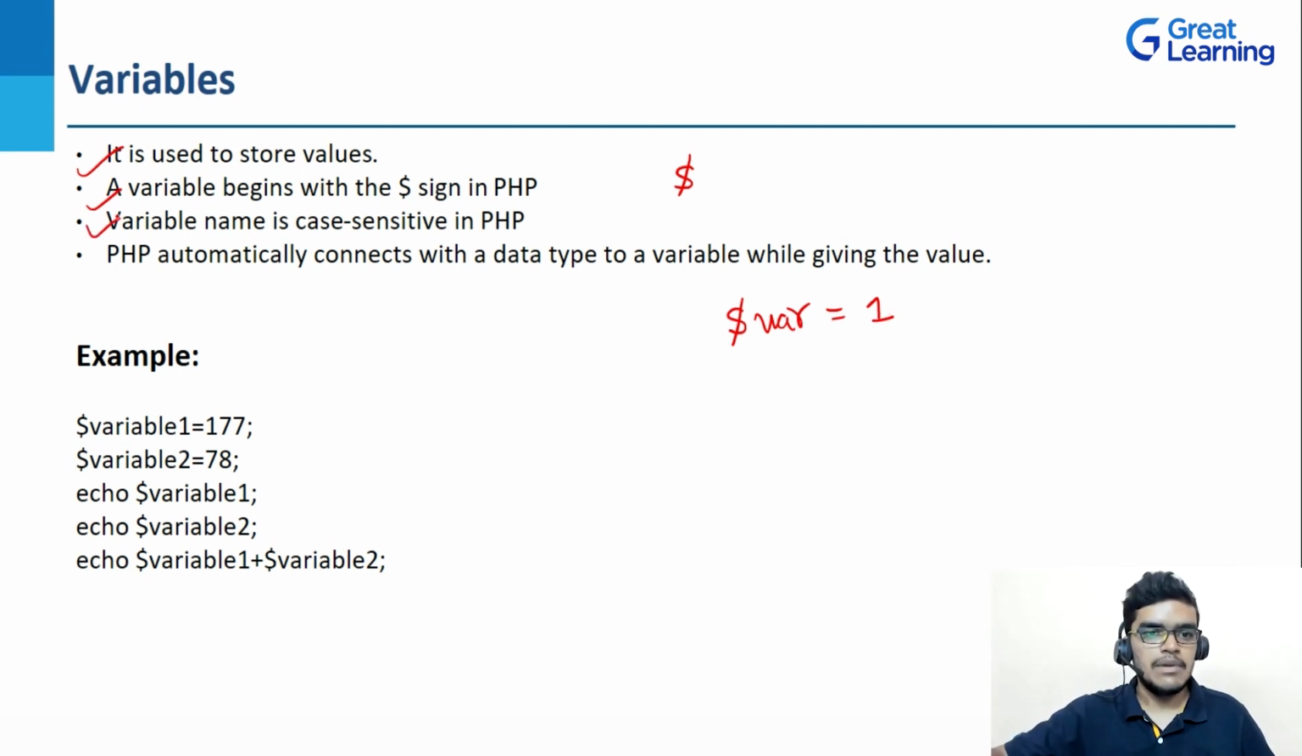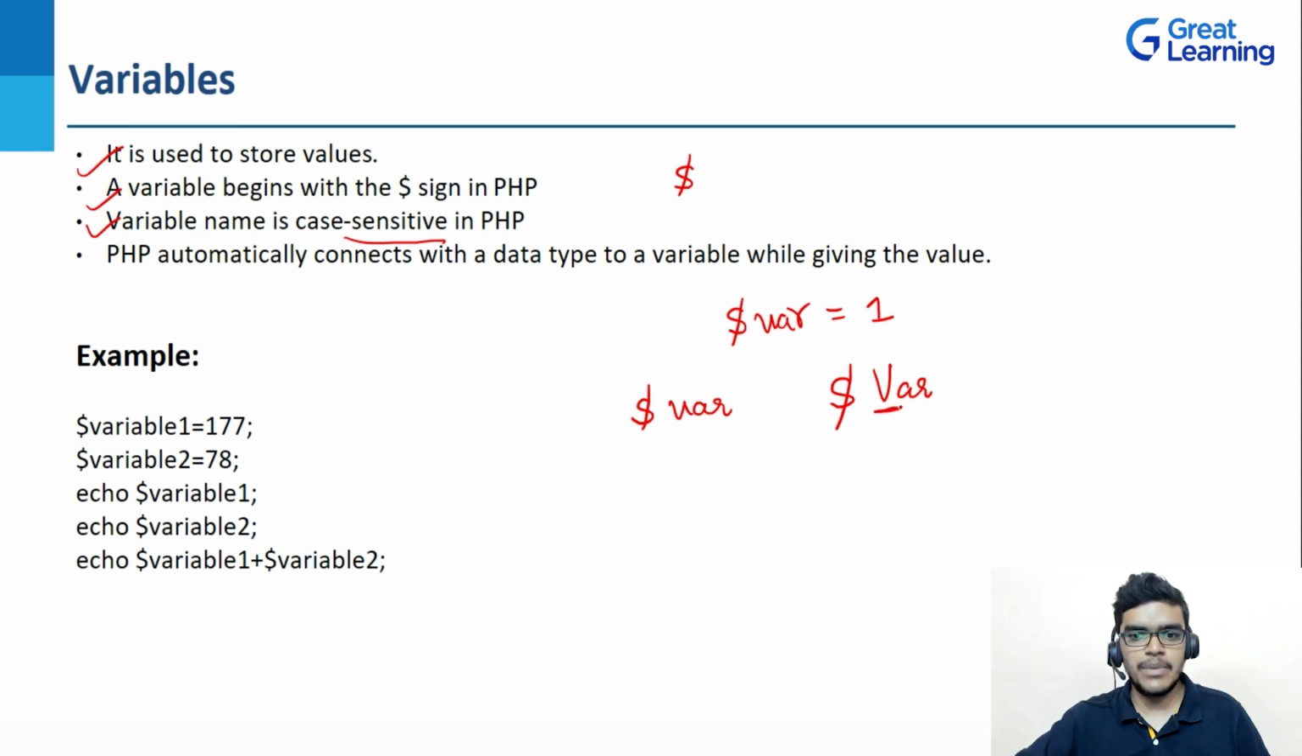Next, variable names are case sensitive in PHP. What do you mean by case sensitive? That means uppercase letters and lowercase letters are treated as different. Let's take an example. Suppose this is a variable $Var, and this is a variable $var. Here you can see this is an uppercase letter V, and this is a lowercase letter V, so they will be treated as different, right? They can't be the same. This is the meaning of case sensitive.